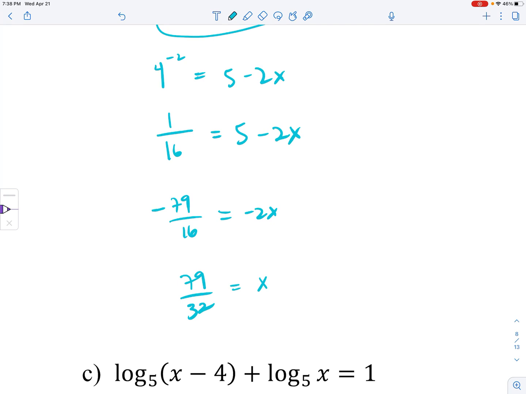And you can always think about plugging back in, but for this one, because we're not using that one-to-one property, we actually don't really need to. But it's a good idea to always check your work.